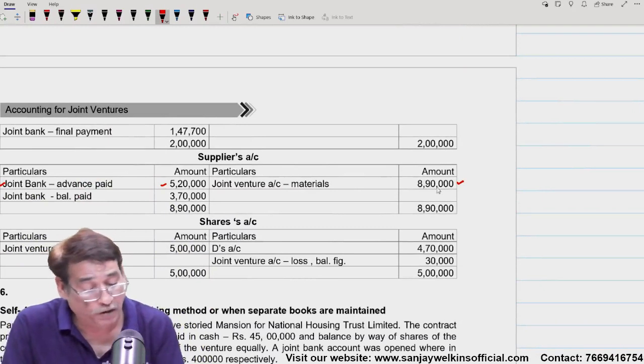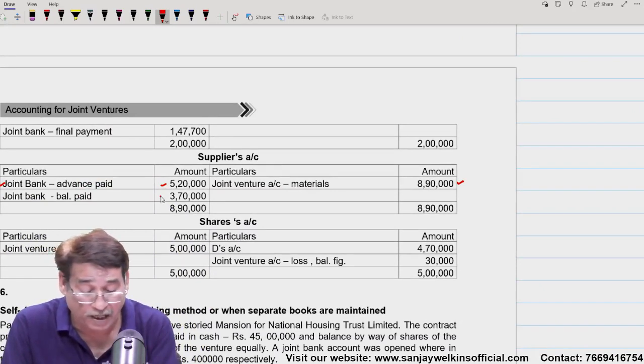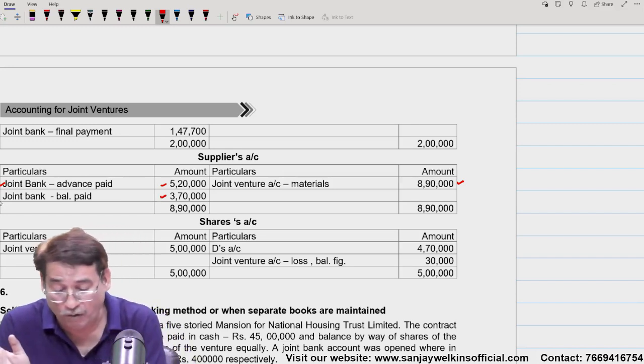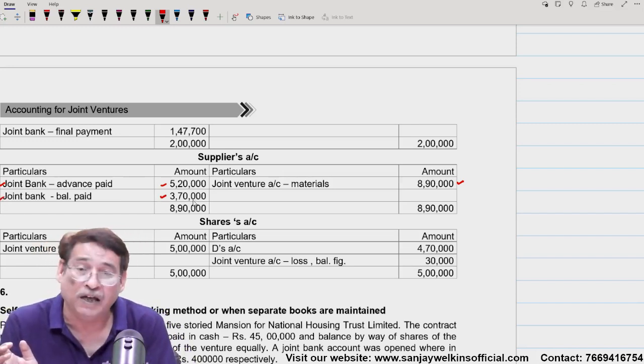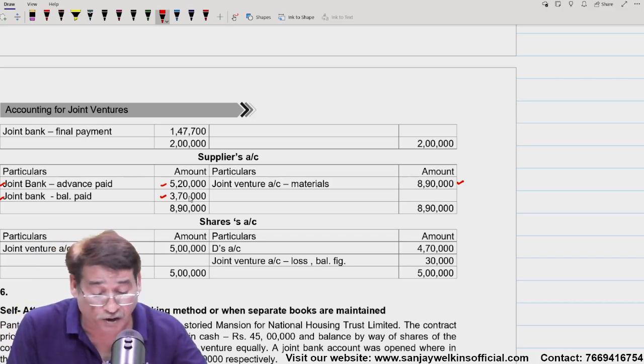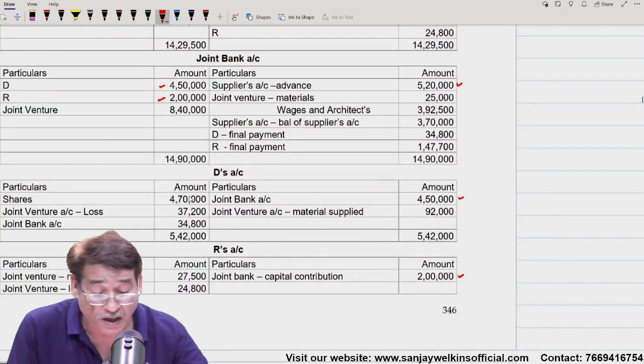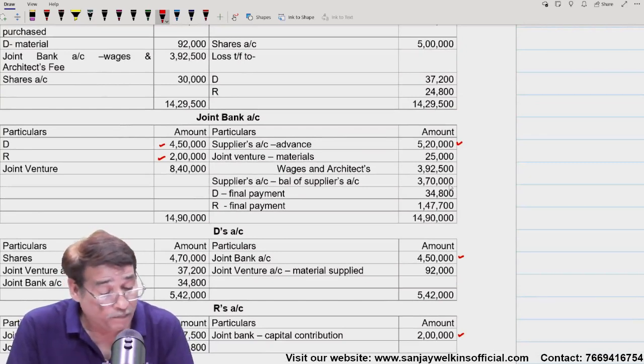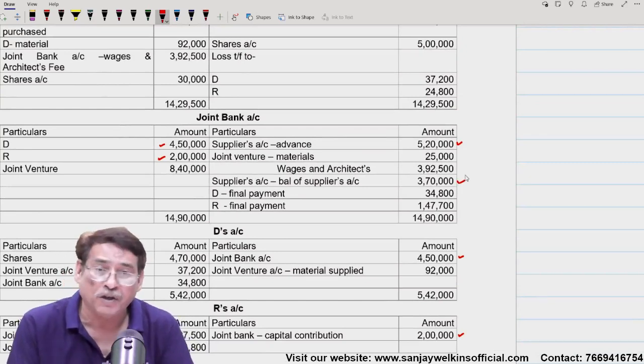Even from this particular account, you can see that there is a balance of 3,70,000. Ultimately, you will have to pay this balance. So you will pay this balance of 3,70,000 to the joint bank, and the supplier account will get closed, and in the joint bank account, you will write by supplier balance 3,70,000. Is it clear to you?